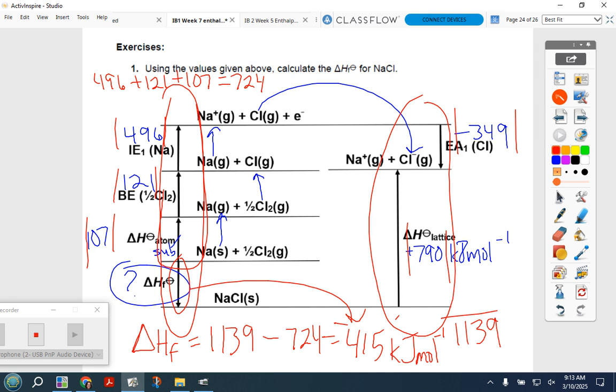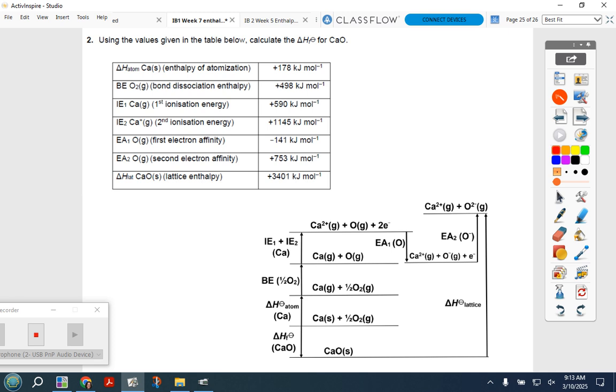Okay. I am going to ask you guys to do example 2 or question 2, which is on the next page. Here are all of the pieces that you have. Again, you're calculating delta HF. So this is your question mark. Feel free to talk through it with your peeps.